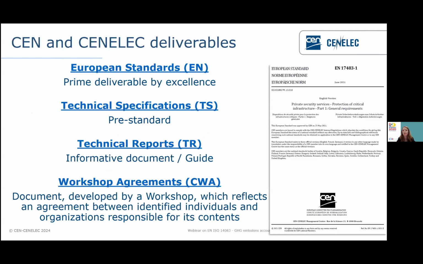Just a few words about the different types of deliverables that CEN and CENELEC develop. The highest level, if you will, is the European standard. This is a normative document which outlines requirements for the standard users. Then we have the technical specification. This is also a normative document, but we also refer to it as a pre-standard because it allows our national members to adopt the technical specification without having to withdraw any conflicting national standards. And then we have the technical report. This is an informative document which doesn't include any requirements, and it's more an explanation of the state of the art on a given topic.